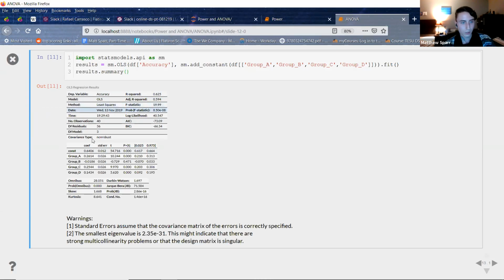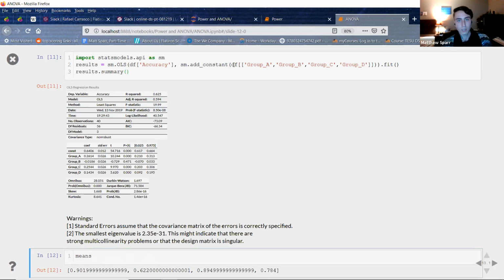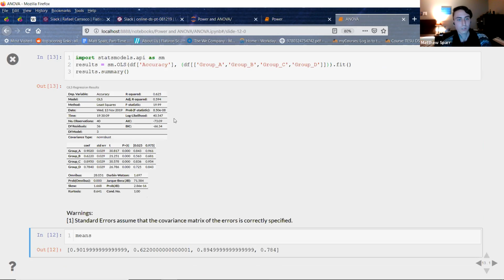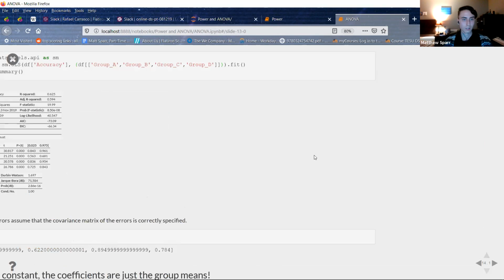If we go ahead and run this and print out our regression table, we can see our coefficients here, and up in the top right we have our F statistic, which was the same as what we got before using the SciPy library. And then we have the p-value for that F statistic right here. And just to show you that it works, if we print out our means again, and take out the constant and run the OLS again, we can see that the coefficients are just the means for each group. So that gives you some idea of why ANOVA is linear regression. If you remove the constant, the coefficients are just the group means.